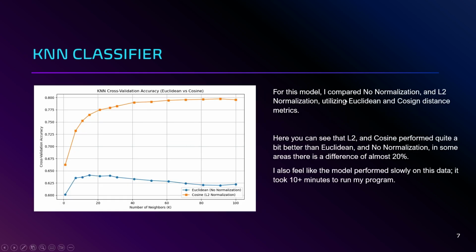For this model, I compared no normalization with Euclidean distance, and L2 normalization utilizing the cosine distance metric. You can see that cosine performed a lot better than Euclidean in general. Over here, it's almost as much as 20% in some areas. I also think that KNN performed quite slow on this data. It took over 10 minutes to run this program.